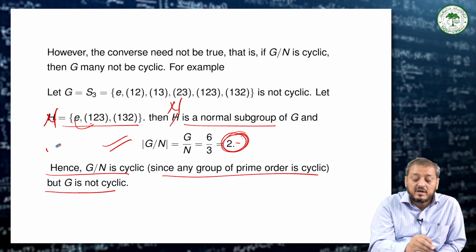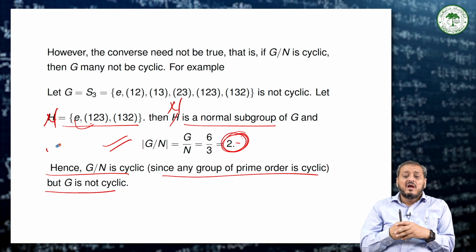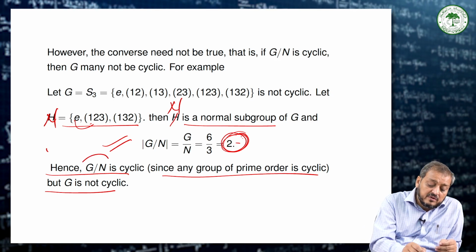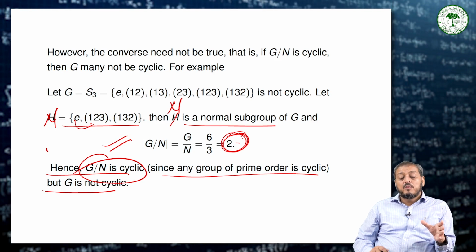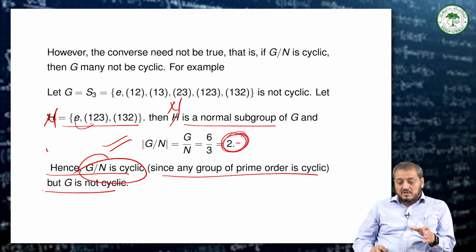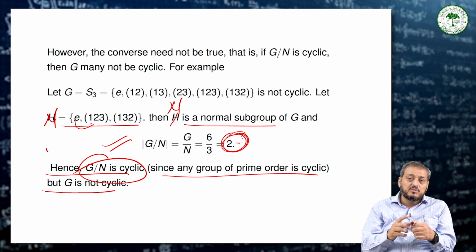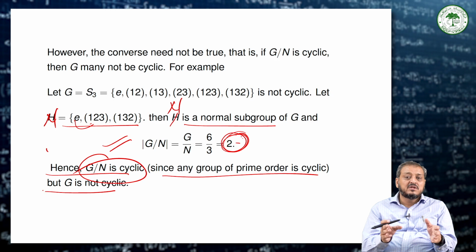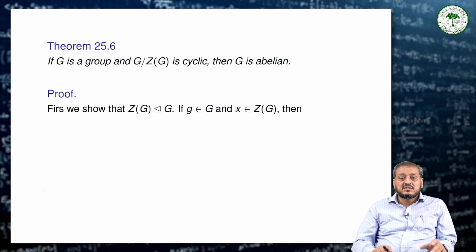So clearly we find that any group of prime order is cyclic, but G is a non-cyclic group, and we have to show that G/N is cyclic. This means if G is a group, N is a normal subgroup, and G is cyclic, then G/N is also cyclic. But the converse need not be true: there may exist a non-cyclic group G where G/N is cyclic. Okay, so now we move to the next result.